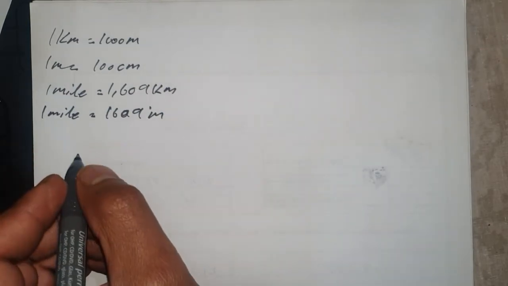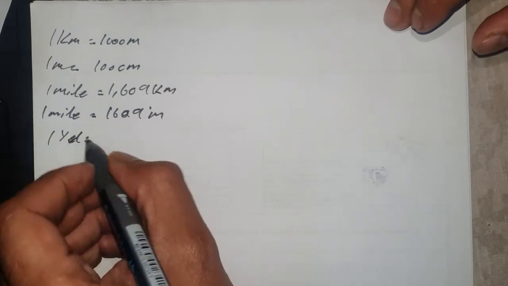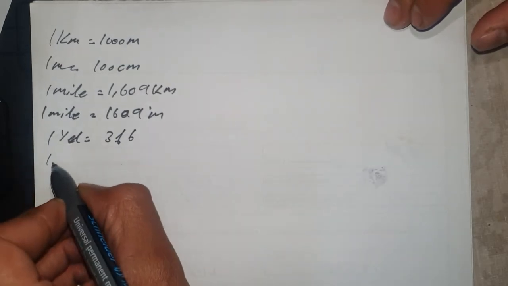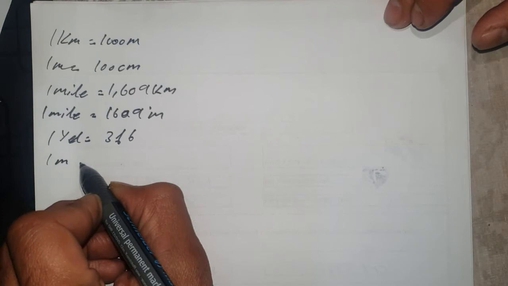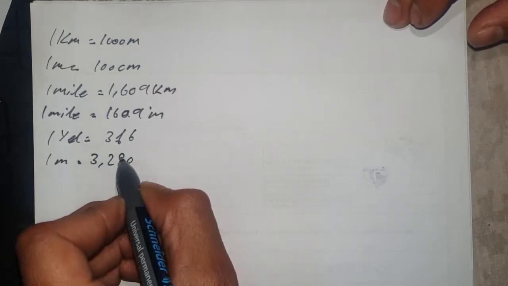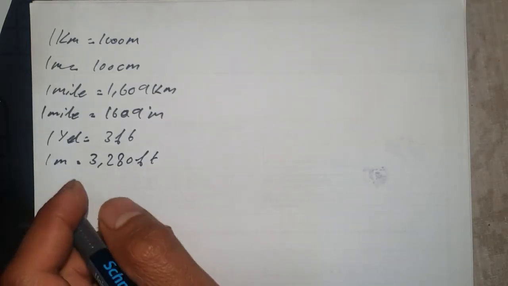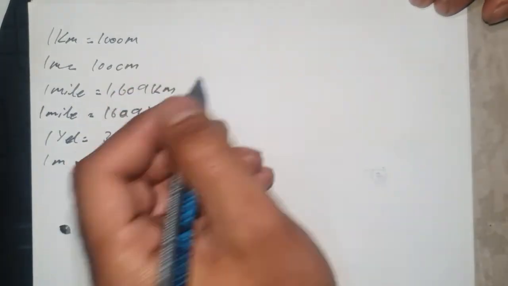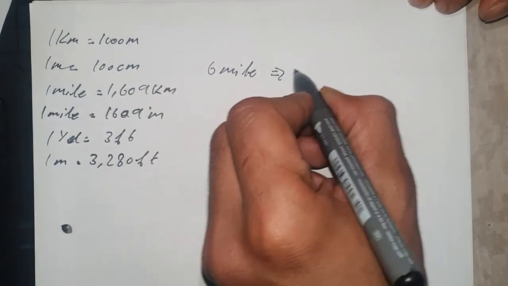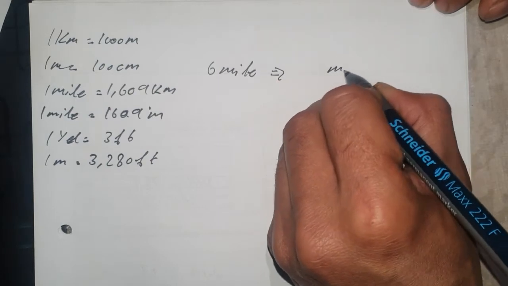And 1 yard is equal to 3 feet, and 1 meter is equal to 3.280 feet. Now we'll go through an example. Suppose we have 6 miles and we want to find out how much that is in meters.